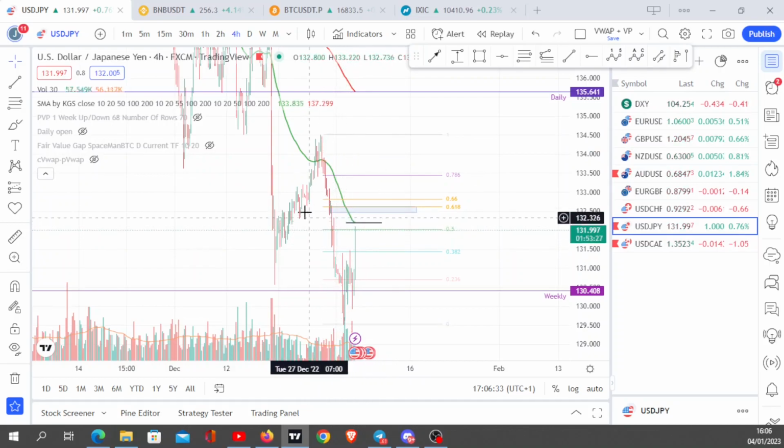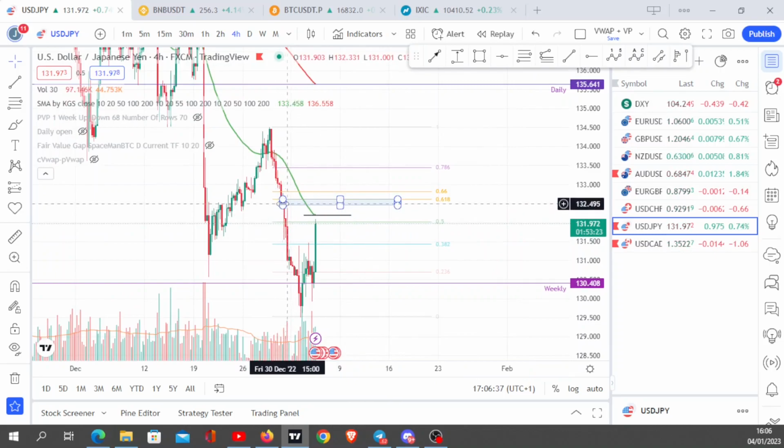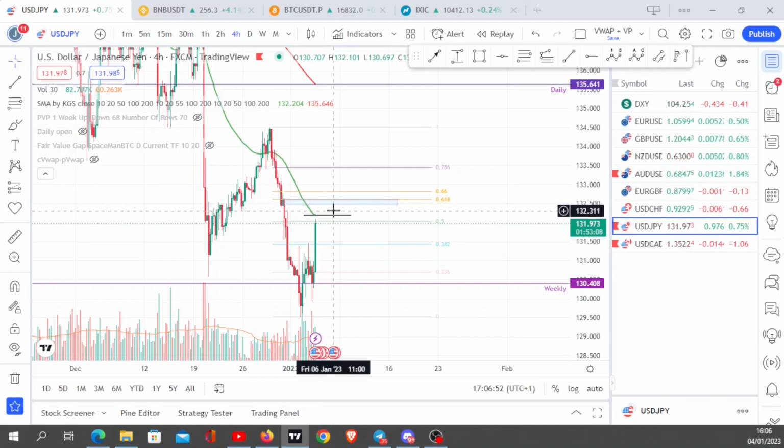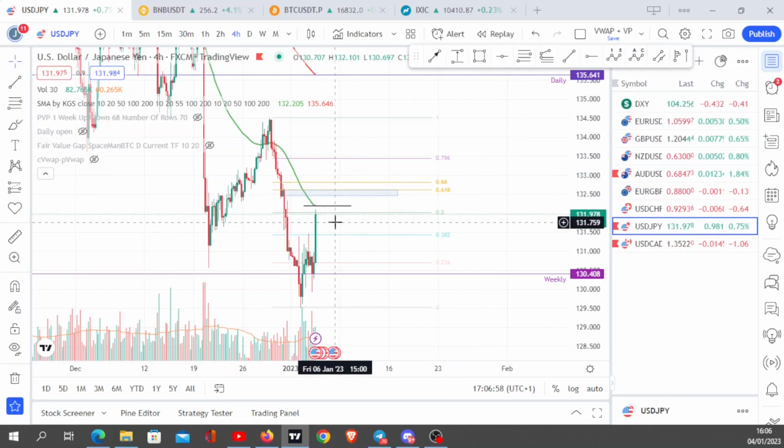We have this little order block. If I zoom in a little bit closer, you can see here there's this little order block here which falls nicely on the golden pocket on the 0.618 Fibonacci zone. So these are the two places that I think we could potentially see a change in direction. So I'm going to be monitoring this very closely now.